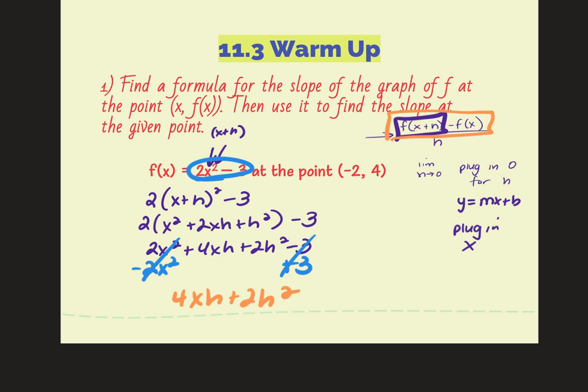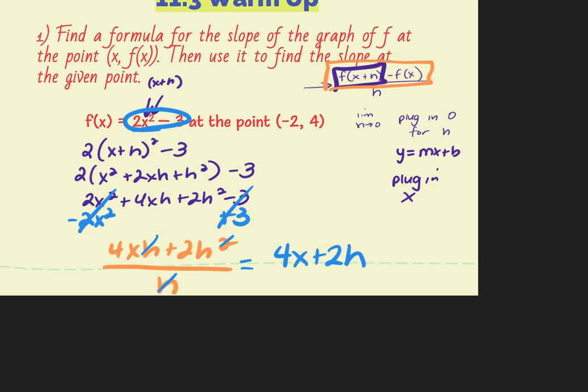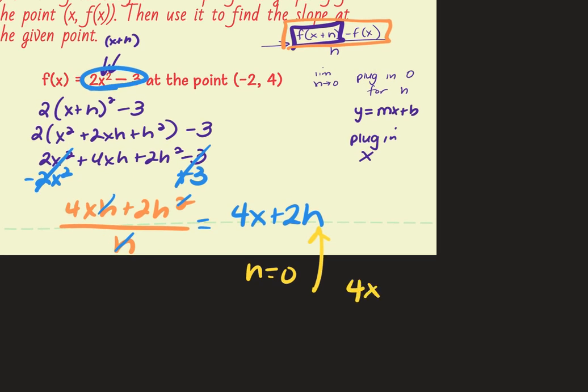The last step of the difference quotient part is to put it over h and then simplify. So these h's cancel and I get 4x plus 2h. That's the difference quotient. Now we find the limit of that function as h approaches 0. Using direct substitution, we literally take h and make it 0, and so I'd get 4x plus 2 times 0. And 4x is the equation I can use to find the slope at any given point on this curve.